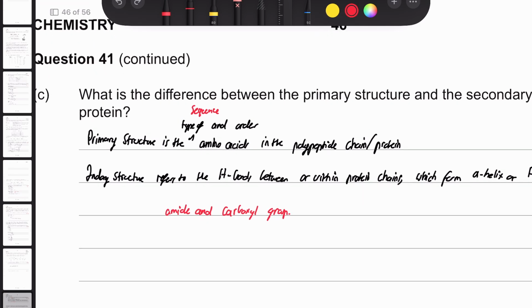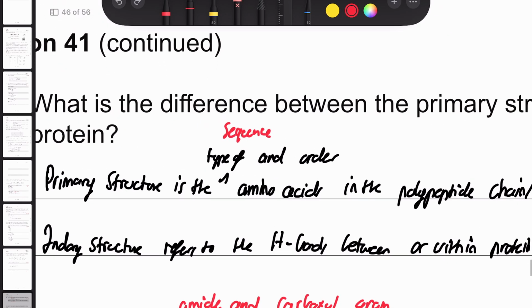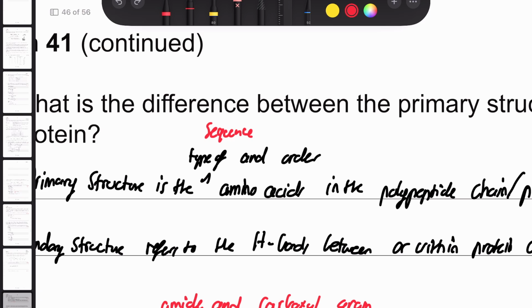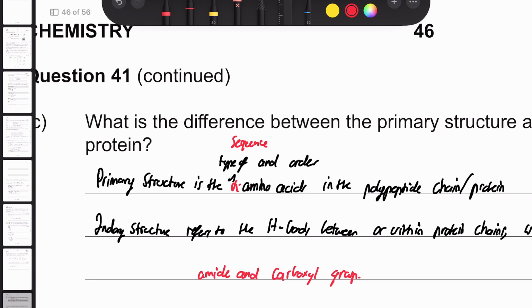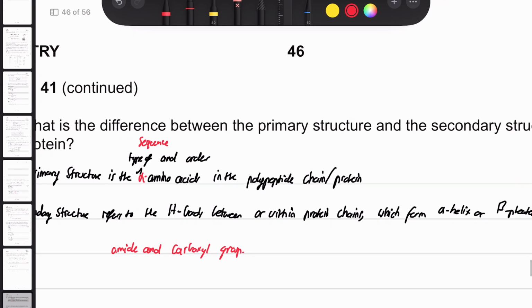Here, what is the difference between primary structure and secondary? For primary structure, the marking key said the sequence of alpha amino acids. But I said the type and order of amino acids, which, I mean, type and order is pretty much the same as the sequence, which is fine.